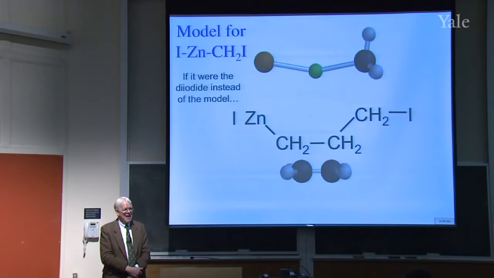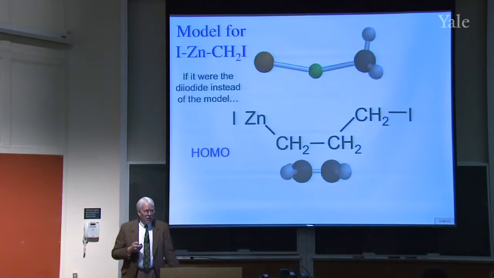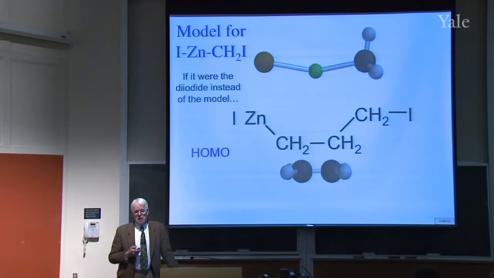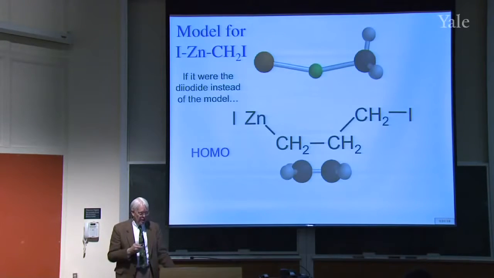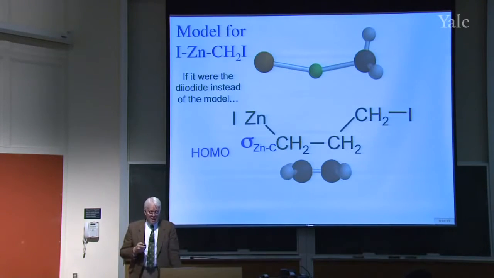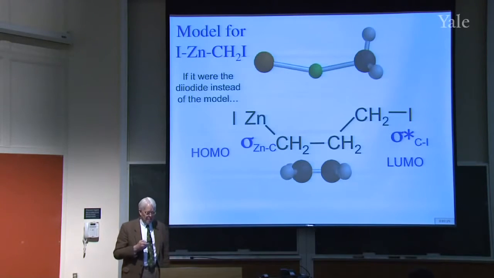Cassie? Sigma star in the carbon-halogen bond, right? That would be a low LUMO. Okay. How about the HOMO? Where would be an unusually high HOMO? So carbon with a halogen is unusually low, right? What's the analog that's unusually high? Carbon with what? With a metal, right, is unusually high. So the carbon-zinc bond would be unusually high. Sigma zinc C, and the LUMO is sigma star CCl. I left one of the C's out.